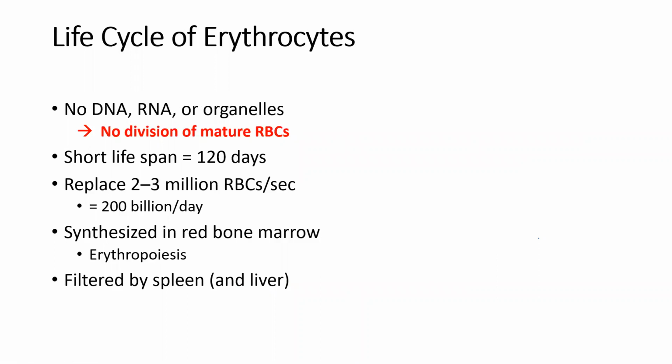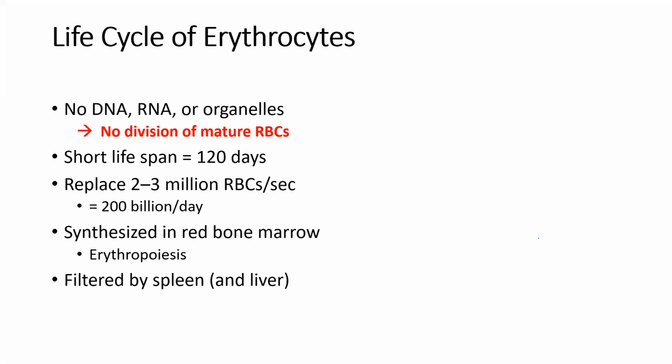Looking at the life cycle of erythrocytes, because they don't have any DNA, any nucleus, or RNA, and there are no other organelles, they cannot replicate, divide, or undergo mitosis. So when they have traveled in the blood and transported oxygen, they usually just go to the spleen and are recycled or die. They have a very short lifespan, about 120 days.